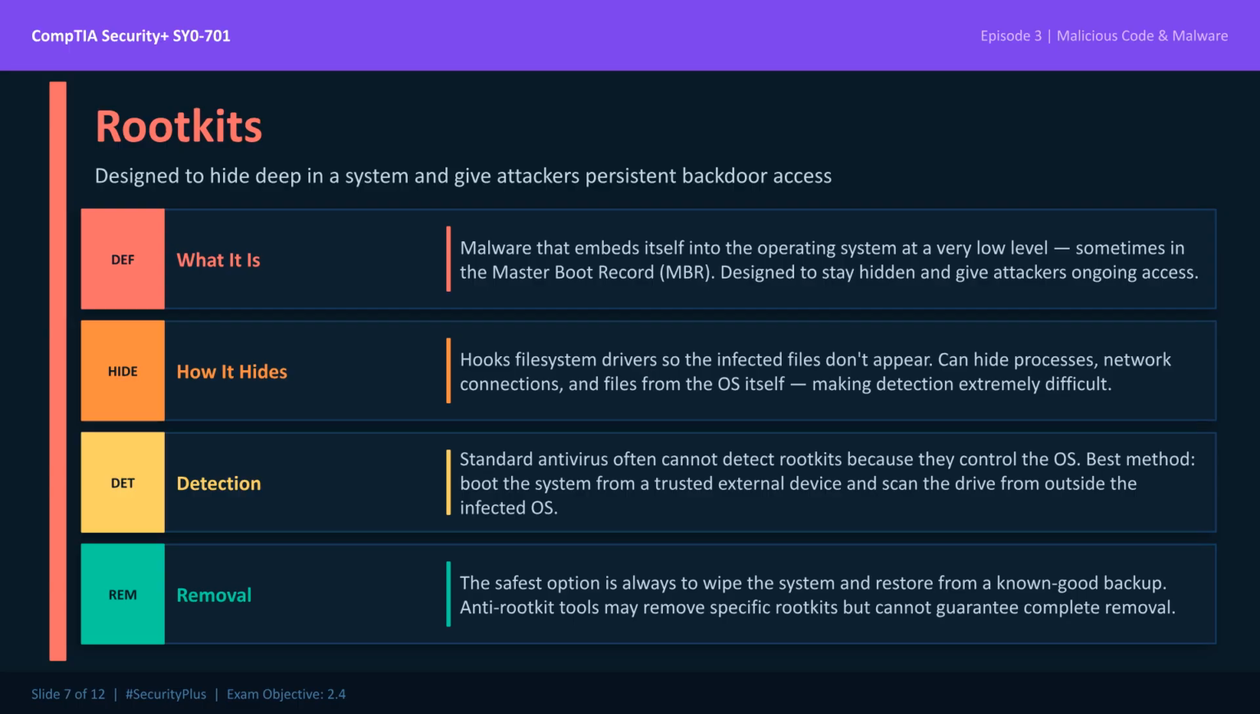The best detection method is to boot the suspected system from a trusted external device and scan the drive from outside the infected OS. For removal, the safest option is always to wipe the system and restore from a known good backup. Trying to clean a rootkit in place is unreliable.